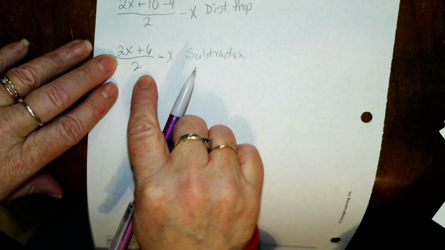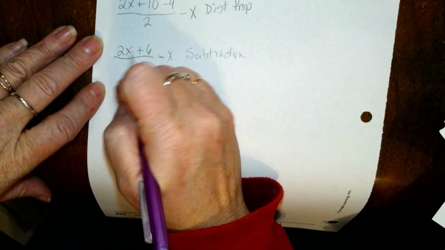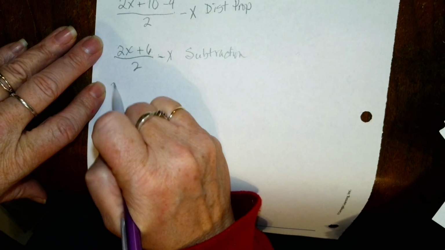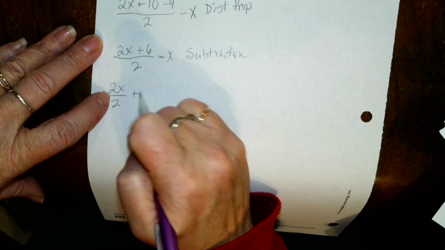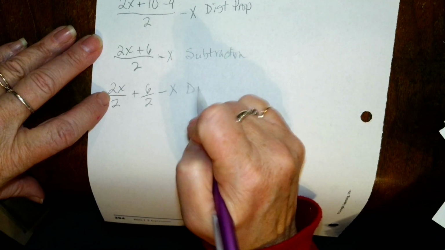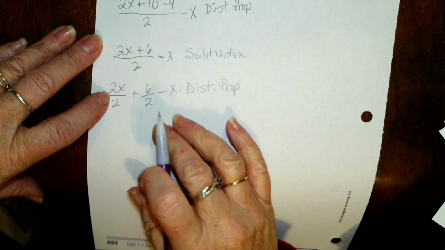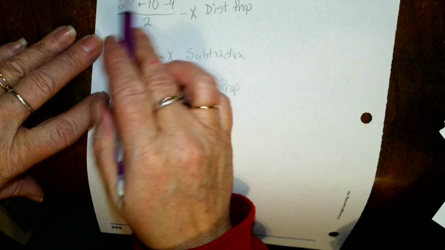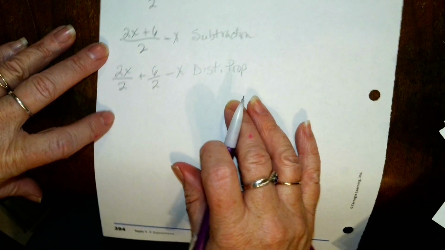And then here's kind of what we had just in this previous one. We can take this fraction here and break it up into two smaller ones. So 2x over 2 plus 6 over 2 minus the x, and that's distributive property. It's kind of like in reverse, because normally we're used to seeing it with multiplication, but here we're going reverse with division, but it's still called the distributive property.